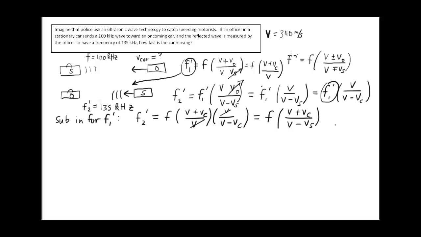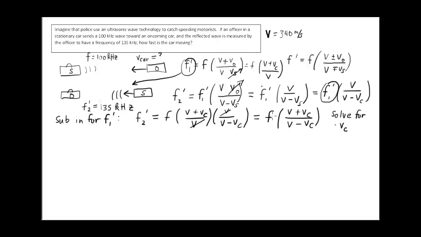Now the V, remember, is 340. So we know V, we know f, that's 100 kilohertz. We know f2 prime, that's 135 kilohertz. And what we're trying to do now is solve for V sub C, right? That's the unknown. And I notice I made a little mistake. I'll fix it here. I should have put in V car here. I think I said that, but I just didn't write it down properly. So how do we do that?